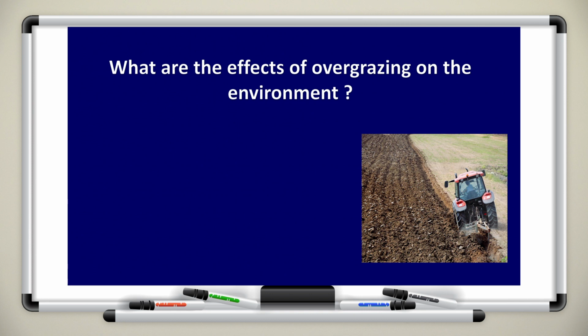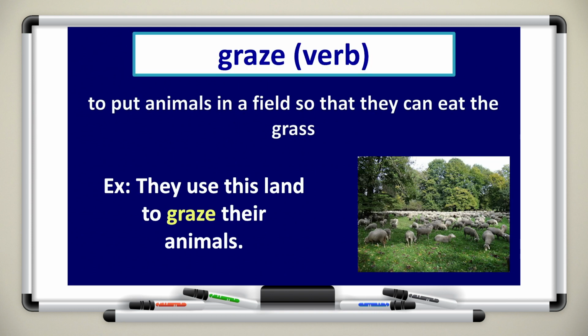Let's talk a little about overgrazing. What are the effects of overgrazing on the environment? If you remember the exercise, graze means to put animals on a field so that they eat the grass. For example, they use this land to graze their animals. Look at the picture, animals are grazing.